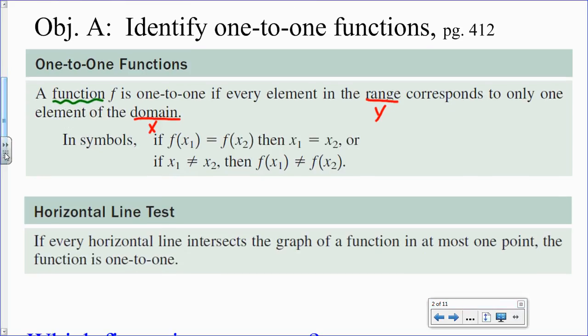So to determine if something is a function, we can use a vertical line test. And then since that's switching for one-to-one, to see if something's one-to-one, you can use a horizontal line test. So it works the exact same way as a vertical line test, just instead of vertical lines, you're doing horizontal lines.